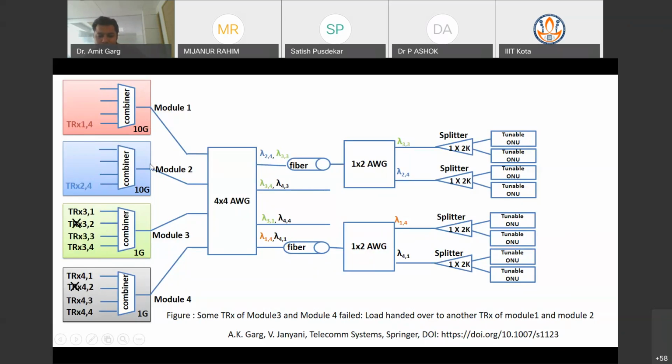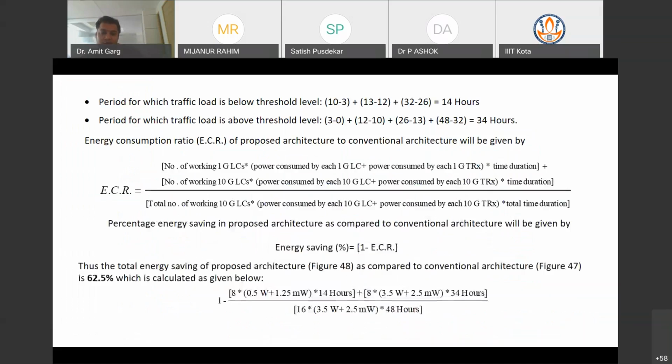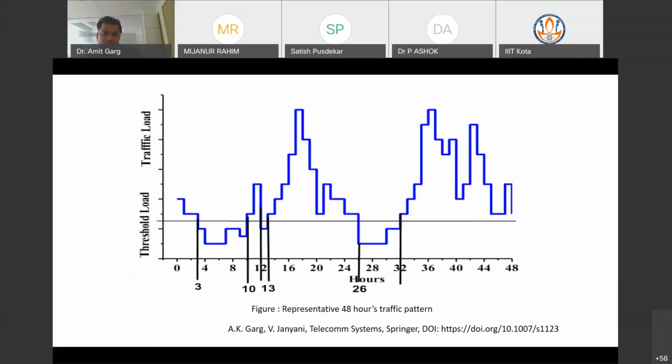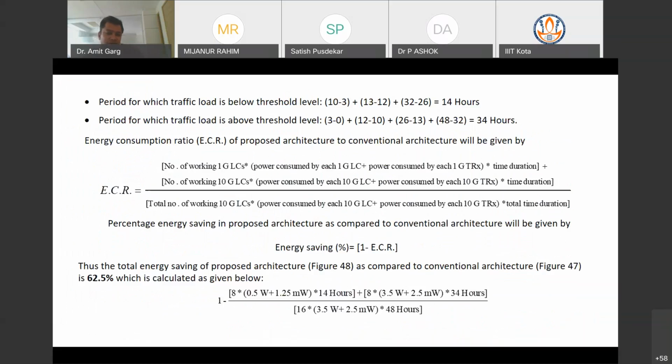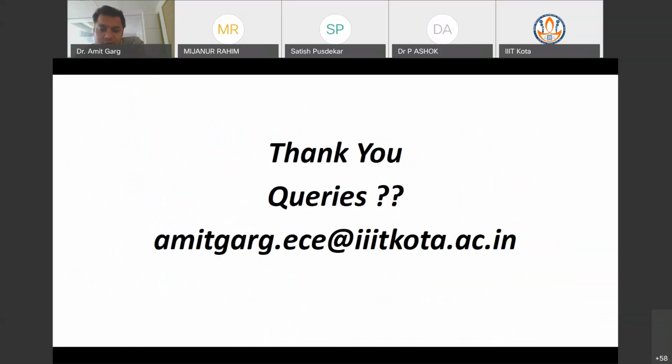So basically, this is load handling. What happens if some particular module fails? What happens if some particular transmitter fails? We can provide the services. So I think in this case also we can save a significant amount of energy. So now I think this is the last.